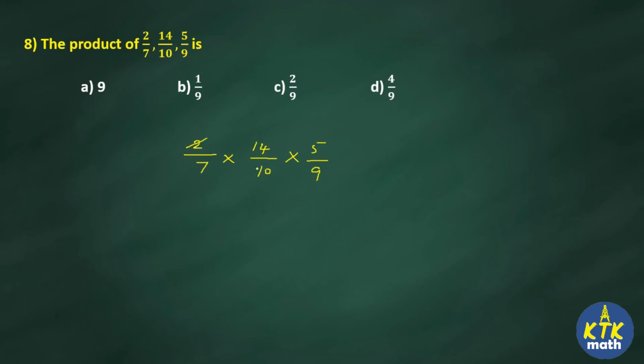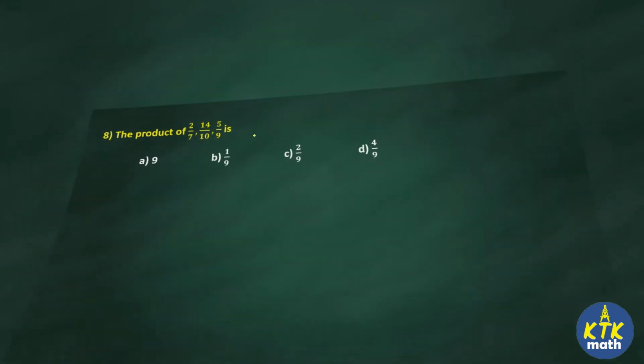So 2 10 how many times? 5 times. So 5 got cancelled. Now 7 14 I can cancel 2 times. Is there any other possibility to cancel? No. So in the numerator you have only 2, in the denominator you have only 9. So the answer for your 8th question is option C, 2 by 9.